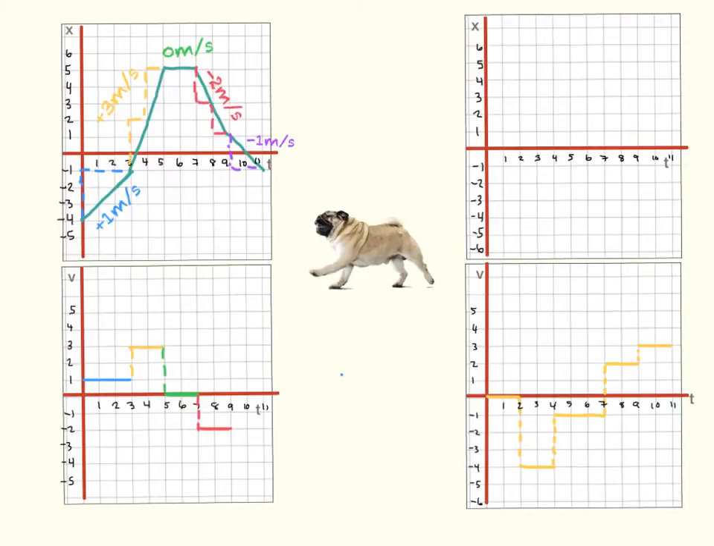Next, last but not least, I have a slope of negative 1 meter per second, which correlates to a velocity of negative 1 meter per second down on my velocity time graph. So each of my slopes should correlate with where the lines are on the velocity time graph.